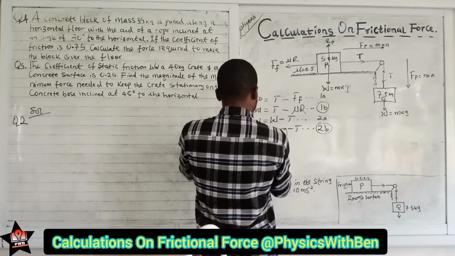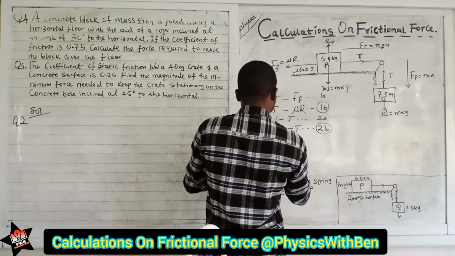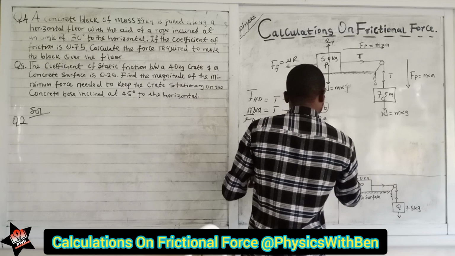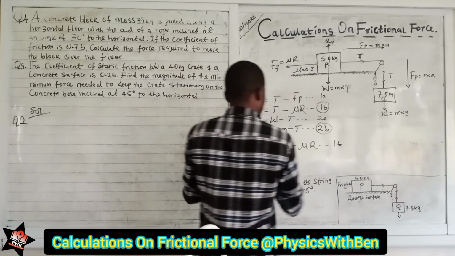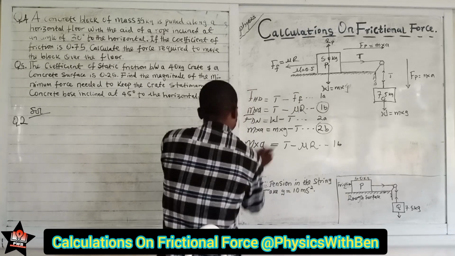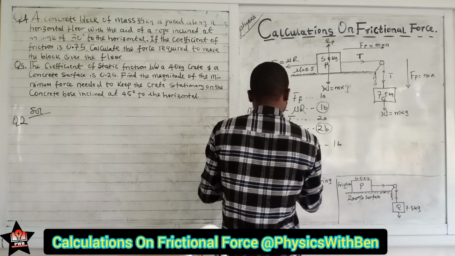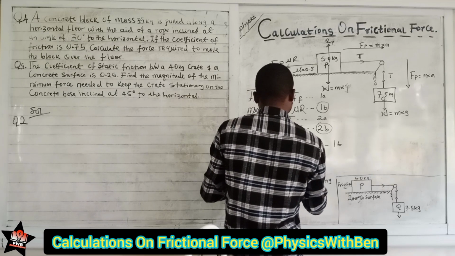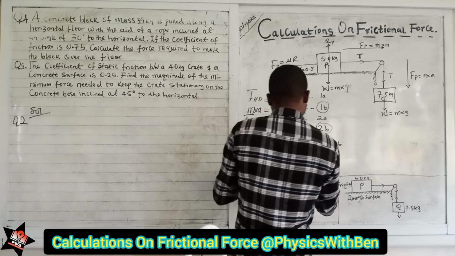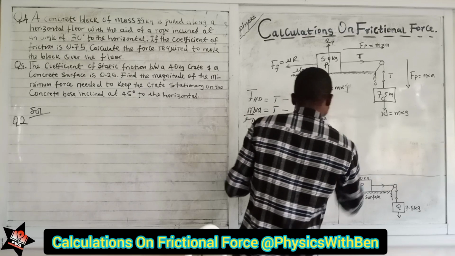So we are going to rewrite that. From here we have mass times acceleration is equal to tension minus mu R. That is 1b. We also have mass times acceleration is equal to mass times gravity minus tension. That is equation 2b.